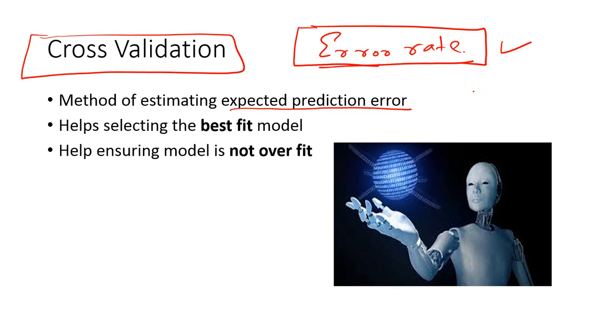If the error rate is low, then you have built a good model. If the error rate is quite high, then you haven't been able to build a good model. So cross validation is one method in which you will be able to know the performance of your model even before you have implemented it. It also helps you select the best fit model.